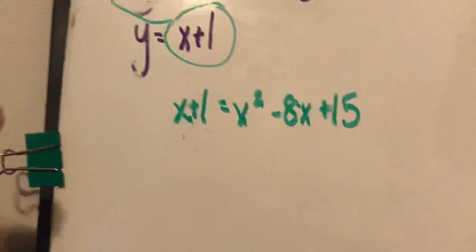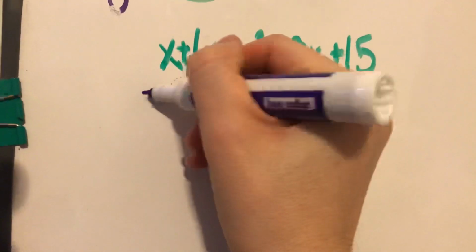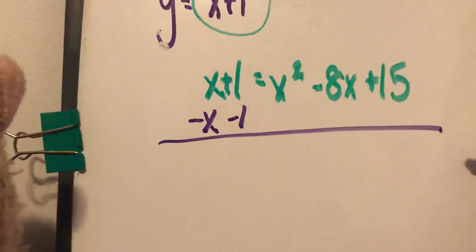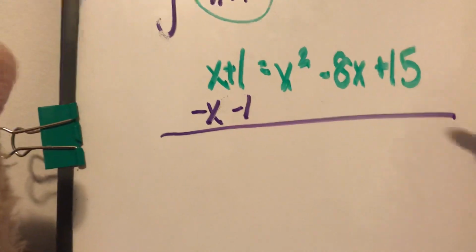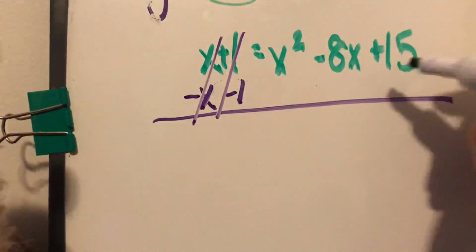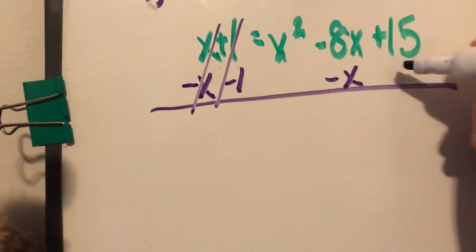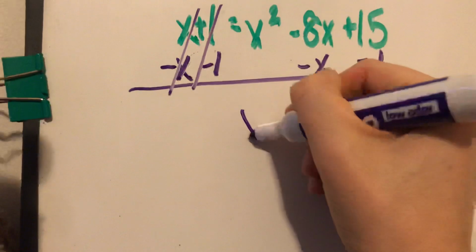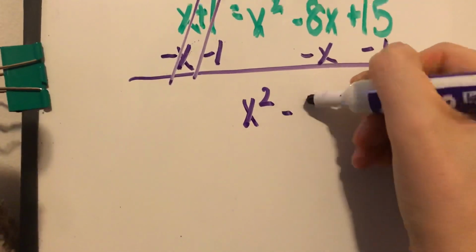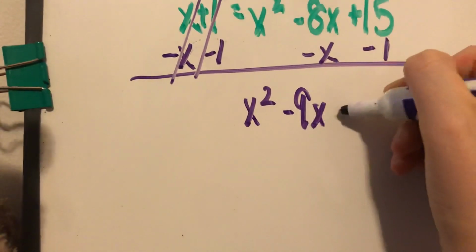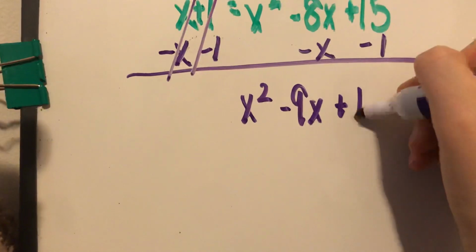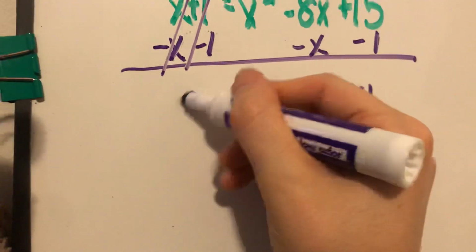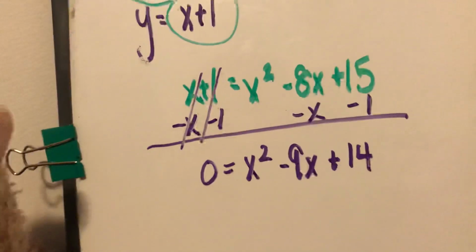So how do I do that in this case? Well, I'm going to subtract x and I'm going to subtract 1, because both of those are positive and I have to do the inverse operation. And I'm going to combine them with those like terms over there. So I'm going to have x squared minus 9x plus 14. And now this entire thing is equal to 0, which is what we wanted.